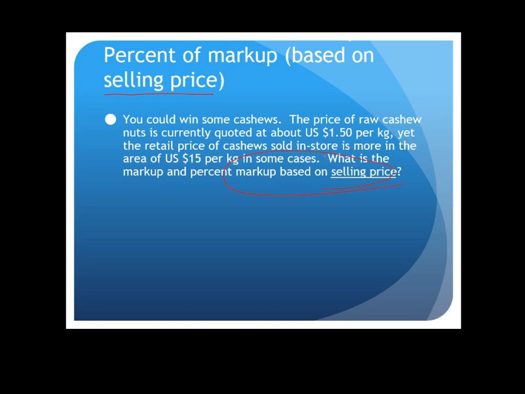So, first of all, they want to know the markup. Okay, so to find the markup, we just subtract, right? It was sold for $15, but it was originally $1.50. So if you subtract those, it was $13.50 is how much it was marked up.